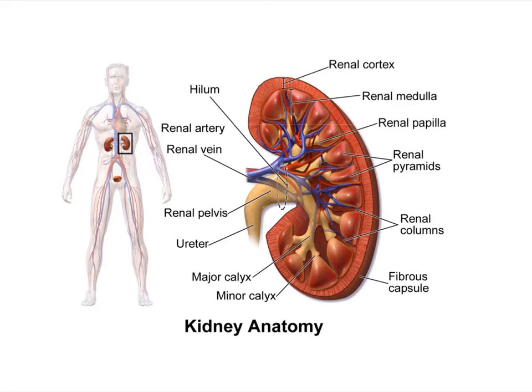The other things to look at would be the renal pyramids. They're referred to as pyramids because they're rather triangular in appearance. And then between the renal pyramids, you'll have the renal columns. The renal papilla will be the little apex point of the various pyramids.